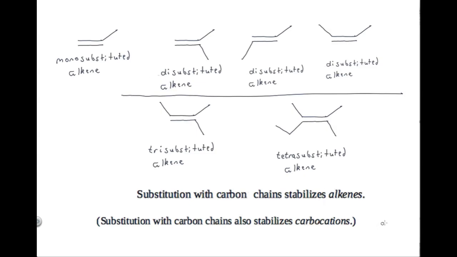So again, don't just say substitution is good. It's good in some situations and bad in other situations. You should say that substitution with carbon chains is good for alkenes, and substitution with carbon chains is also good for carbocations, but there might very well be other situations where substitution with carbon chains might be destabilizing.